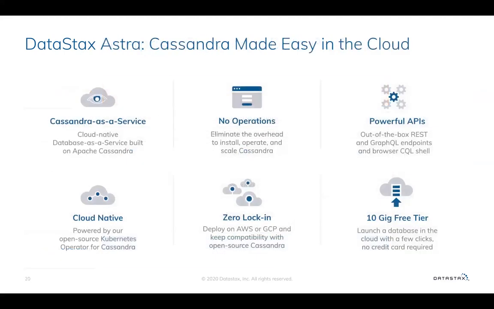So it's great that there's Apache Cassandra and then there's DataStax Enterprise, but I want to highlight that there's this additional product called DataStax Astra, which is Cassandra made easy in the cloud. So you may think from your perspective, I really don't want to deal with the operations and the maintenance of Cassandra. So we are offering Cassandra as a service, a cloud native database as a service built on top of Apache Cassandra. You literally have to do no operations. So we want to eliminate the overhead of installing, operating, and scaling the Cassandra database for you.